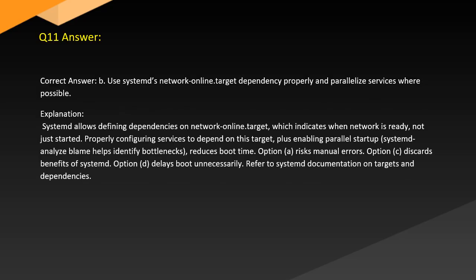Answer. Correct answer: B. Use systemd's network-online.target dependency properly and parallelize services where possible. Explanation. Systemd allows defining dependencies on network-online.target, which indicates when the network is ready, not just started. Properly configuring services to depend on this target, plus enabling parallel startup, helps. systemd-analyze blame helps identify bottlenecks and reduces boot time.